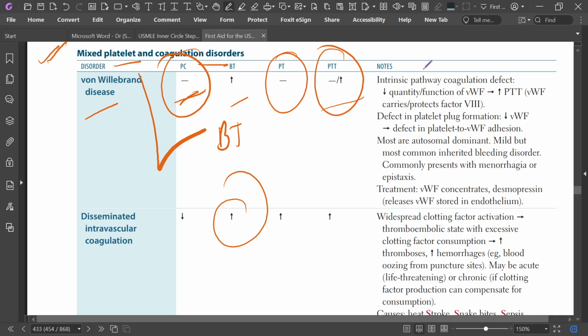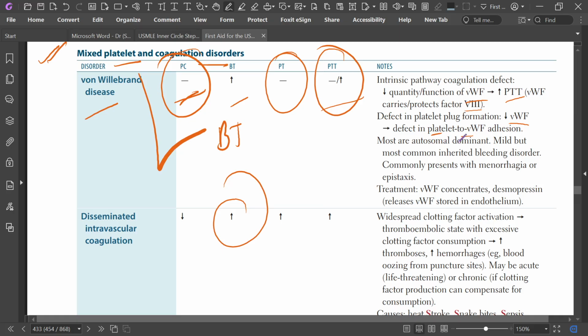So this is von Willebrand factor. It is an intrinsic pathway coagulation defect: decreased quantity and/or function of von Willebrand factor, with increased PTT. Von Willebrand factor carries the protective factor 8. It also causes a defect in platelet plaque formation, with decreased von Willebrand factor, and a defect in platelet to von Willebrand factor adhesion.